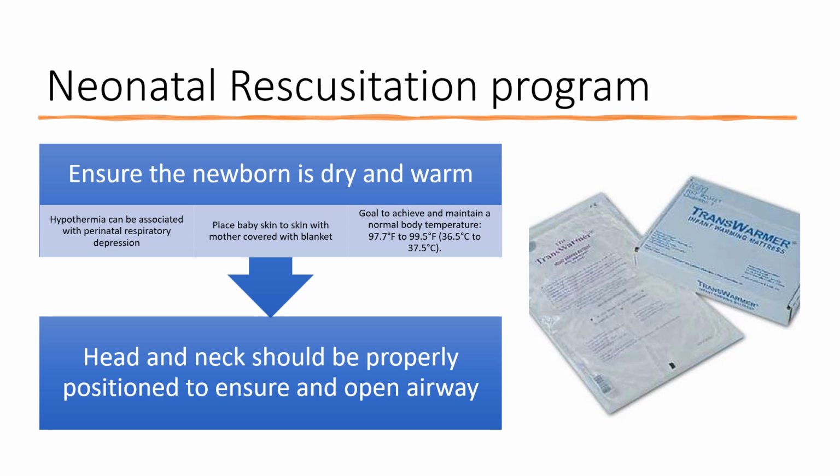So focusing more again on the hypothermia aspect, hypothermia can be associated with perinatal respiratory depression. So skin to skin with mother, covered in a blanket. Once that baby's on the mother's chest, her chest will actually change temperature to get the kiddo at the temp it needs to be. We still want to get a blanket over them so we don't have convection cooling off the kiddo more than is needed. And we're looking for 97.7 to 99.5 degrees, or 36.5 to 37.5 Celsius. Make sure the head and neck are properly positioned for an open airway too, guys.